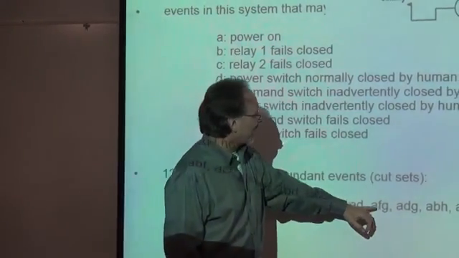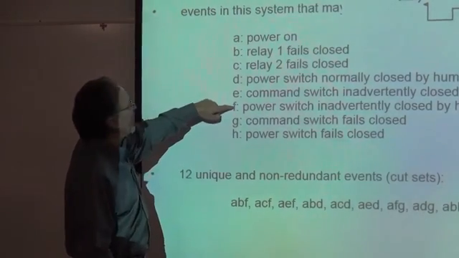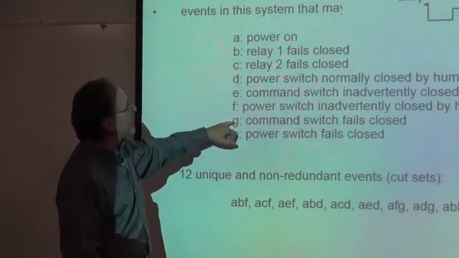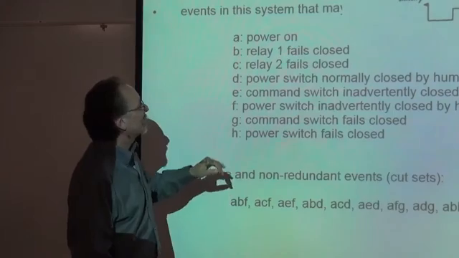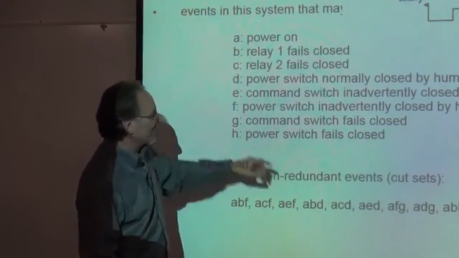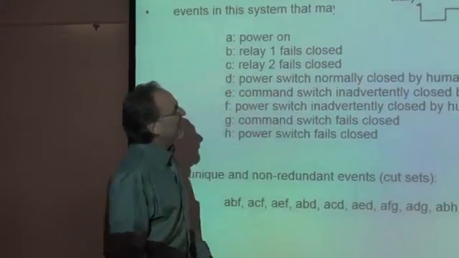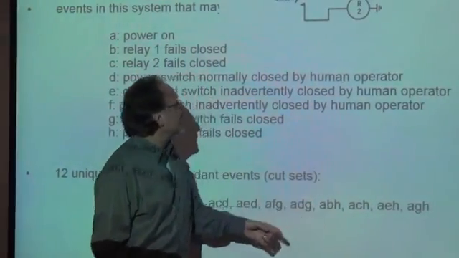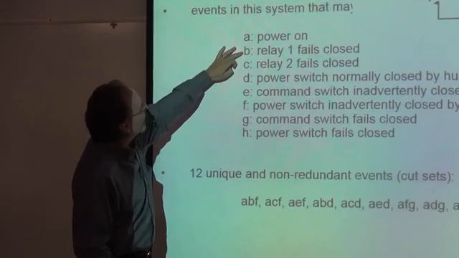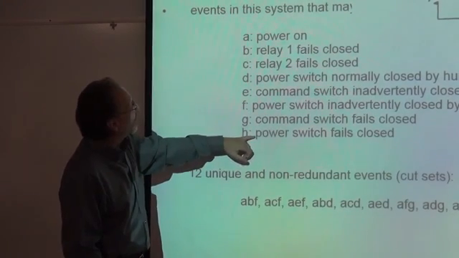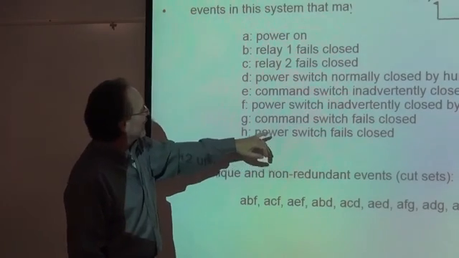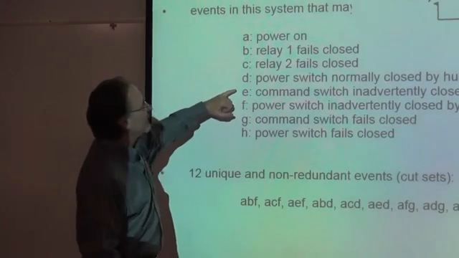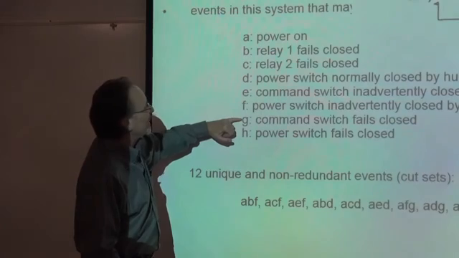Okay, so let's look at A, F, and G. F is the power switch inadvertently closed. So A, D, and G, once again, with G we're saying command switch fails closed. Now that I can believe. But the power switch, once again, D and F, these two are redundant. It has to be an inadvertent closure, I think. So then we've got B and H and C and H. B is relay 1 fails closed and power switch fails closed. C and H is relay 2 fails closed and power switch fails closed. And then E and G, command switch inadvertently closed and command switch fails closed.